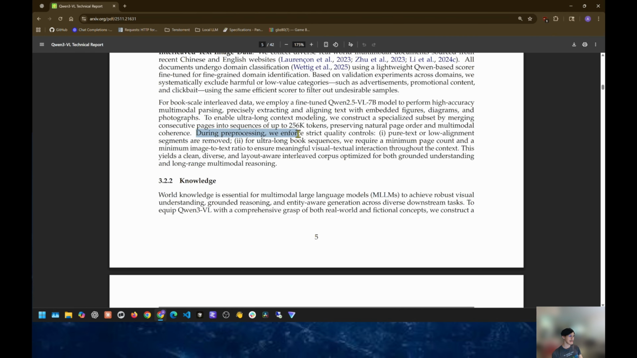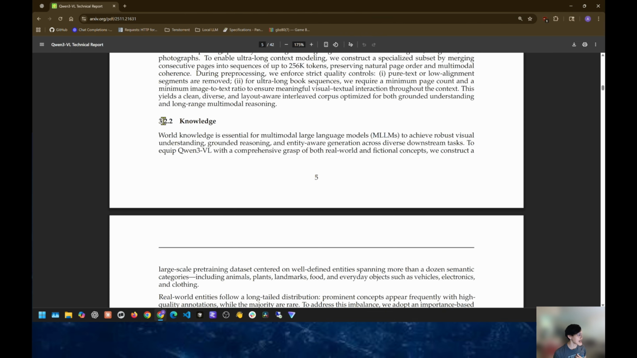During pre-processing, we enforce strict quality controls. Pure text or low-alignment segments are removed. For ultra-long book sequences, we require a minimum page count and a minimum image-to-text ratio to ensure meaningful visual-textual interaction throughout the context. This yields a clean, diverse, and layout-aware interleaved corpus optimized for both grounded understanding and long-range multimodal reasoning.